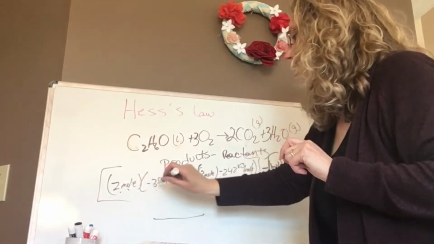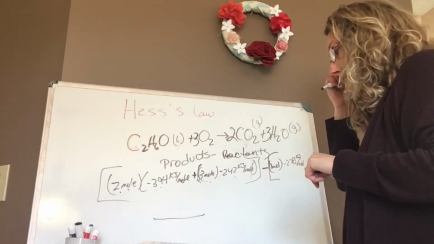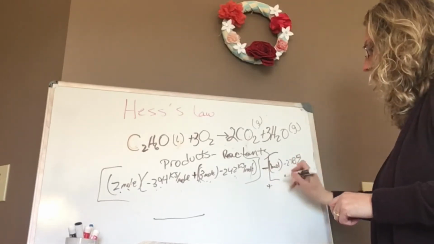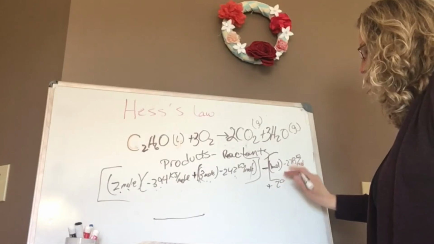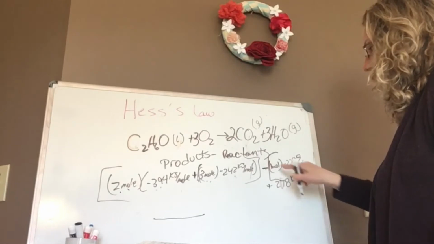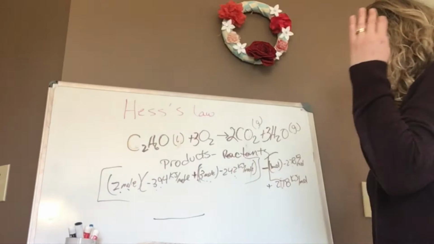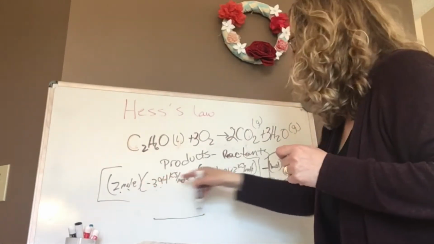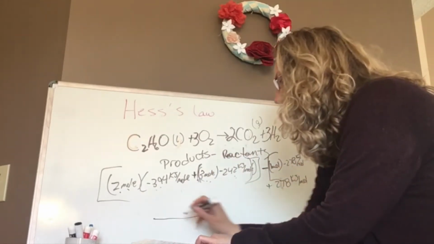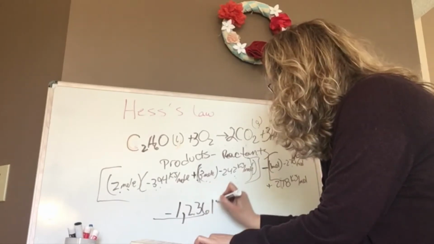So it's 2 times negative 394 plus 3 times negative 242 minus a minus 278, which means I'm adding this together, right? Plus 278 kilojoules per mole, right? So minus a minus gives you a positive. So if you do the math correctly in your calculator, 2 times negative plus 3 times a negative, use your parentheses, plus 278, you should get a minus 1,236 kilojoules.